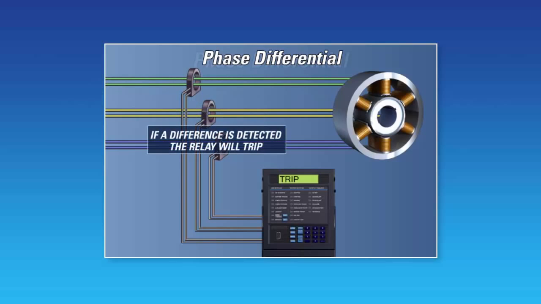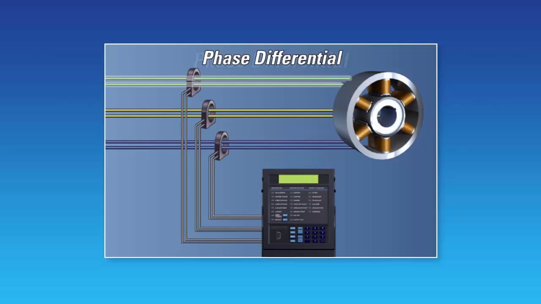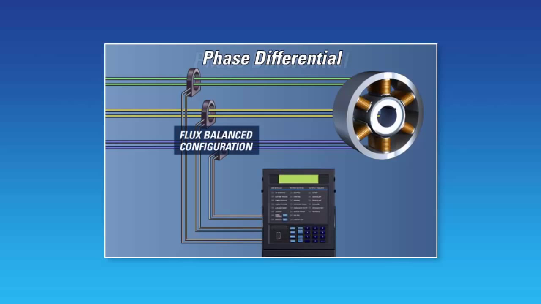If this difference is equal to or greater than the pickup level for a period of time greater than a user-specified delay, a trip will occur. Separate pickup levels and delay times are provided for the motor starting and running conditions. In this example, both sides of each of the motor's stator phases are being passed through a single CT. This is called the flux balanced configuration and is the most desirable owing to its sensitivity and noise immunity.